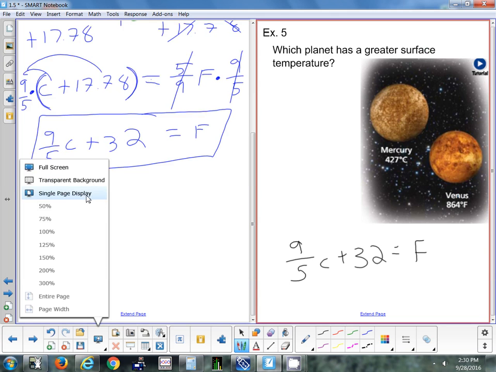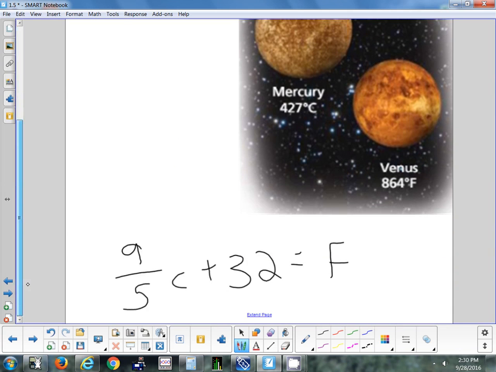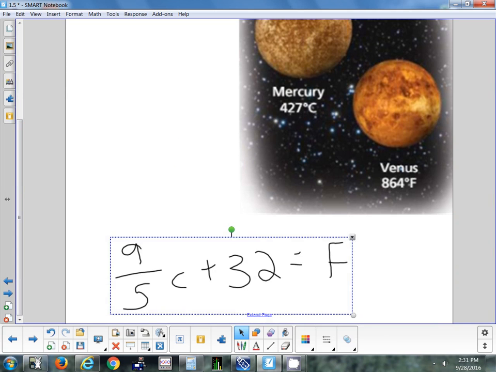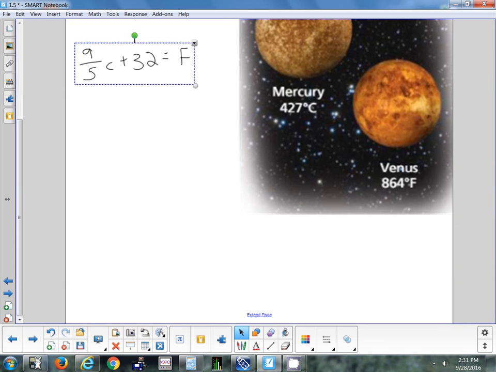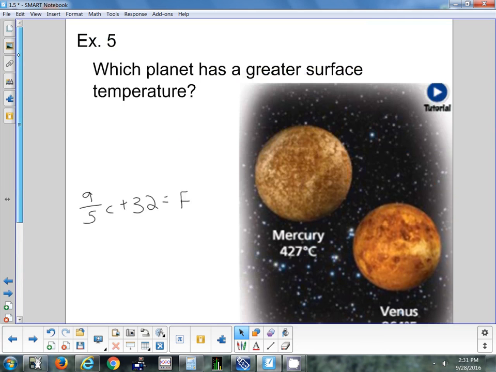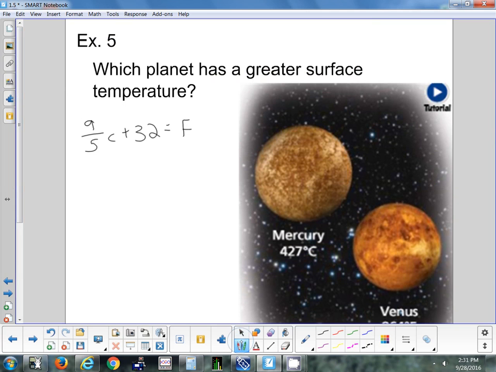So, it says, which planet has the greatest surface temperature? For which one of these planets are we not going to have to do any work for? Mercury or Venus? Liam? Venus? Venus, why? Because we already have the Fahrenheit. Yeah, it's already in Fahrenheit. I know you can't see that, but it's already in Fahrenheit. That's what we want. We don't have to change it.